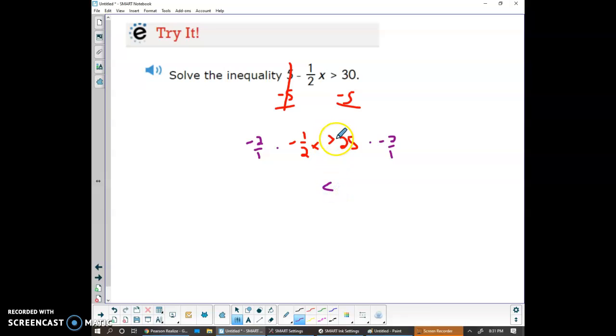So I'm not going to erase it, but really at this step here, it's now switching to become a less than sign. Okay, so negative 2 cancels negative a half, and you're just left with x on this side. So you have x is less than 25 over 1 times negative 2, which is just negative 50 over 1, or just negative 50. Okay, so that's how you would handle ones that have fractions that are multiplied by a variable.